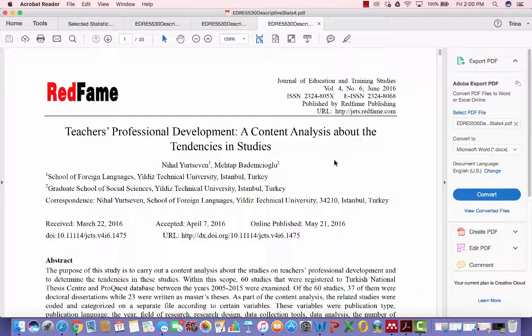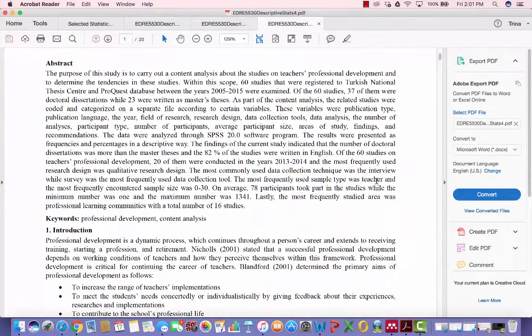So let's turn now to another study by Yurtseven and Badamchiglo on teachers' professional development content analysis of studies. This has the following points that I'd like to cover. The purpose of this study was to conduct a content analysis on studies of teachers' professional development and to describe characteristics of those studies using descriptive statistics.